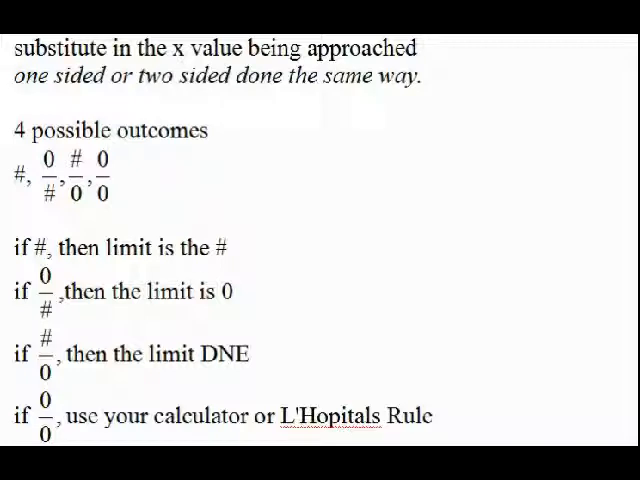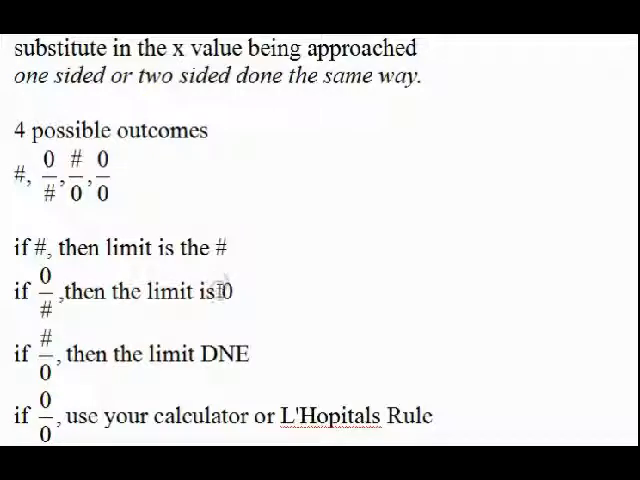Just substitute in the X value that's being approached. Now it doesn't matter whether it's a one-sided or a two-sided limit. We're going to just do it the same way. Plug in the X value. Now there's four possible outcomes that can happen. You could get a number, 0 divided by a number, a number divided by 0, or 0 over 0.